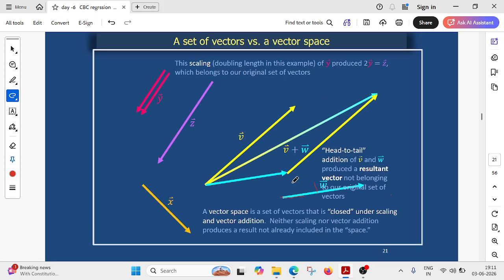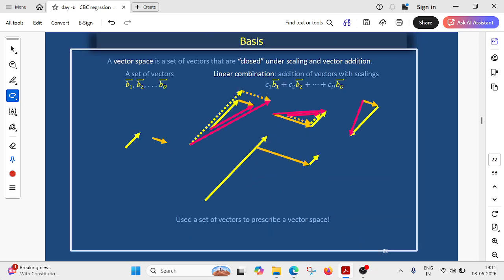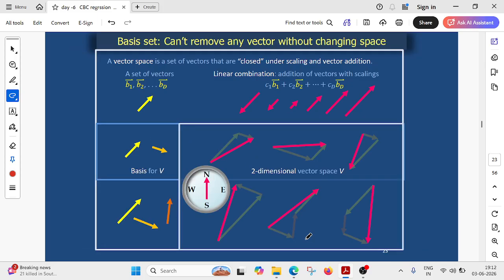Now he is telling about vector space, and here the basis also. How the basis will come like this by using these vectors, and we are making them head to tail, and you are going to get it like this, right? And these, right? So we can call it C1 into B1 bar plus C2 into B2 bar and so on, right? This is called a linear combination. Use a set of vectors to prescribe a vector space.